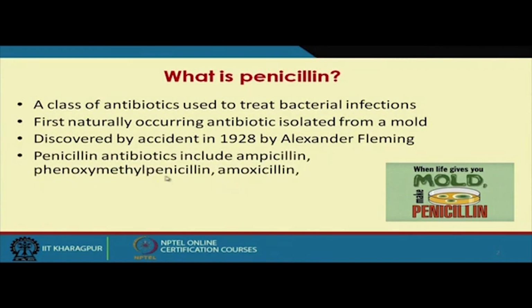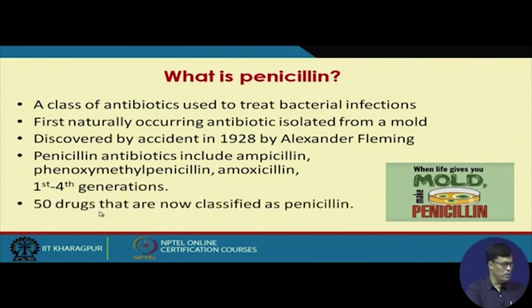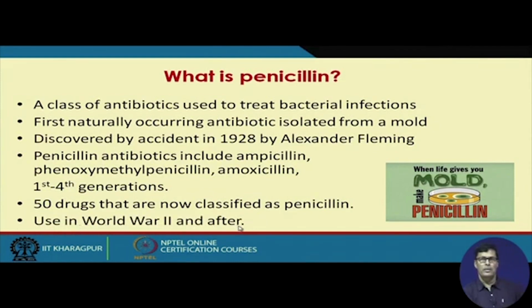antibacterial property. The penicillin antibiotics include ampicillin, phenoxymethyl penicillin, amoxicillin, then first to second generation, fourth generation antibiotics that we produce from the penicillin. About 50 drugs are now classified as penicillin. I shall show you the speciality of the penicillin. It has the beta lactam ring, so that we can produce 50 different drugs classified as penicillin. It was used in World War II and after.